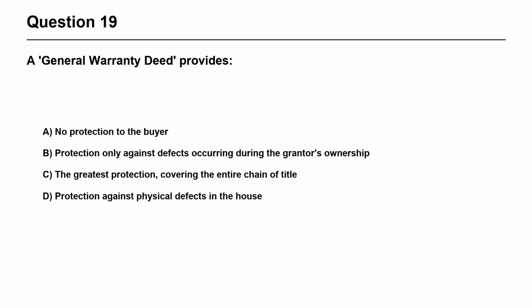Question 19. A general warranty deed provides A, no protection to the buyer. B, protection only against defects occurring during the grantor's ownership. C, the greatest protection, covering the entire chain of title. Or D, protection against physical defects in the house. The correct answer is C, the greatest protection, covering the entire chain of title. It includes 5 covenants and warranties that protect the buyer the most.